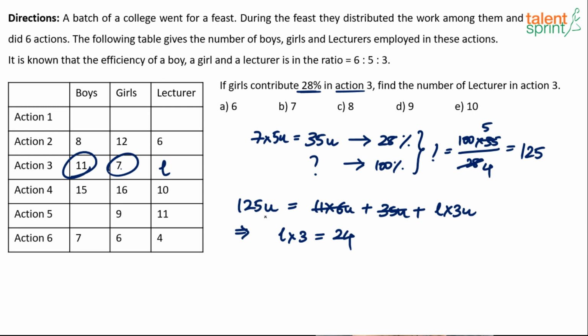You understand? I am doing the calculations mentally. 125, this is 66 and 35. 66 and 35 is 101. 125 minus 101 is 24. So that L into 3 equals 24. So how many lecturers? 8 lecturers.